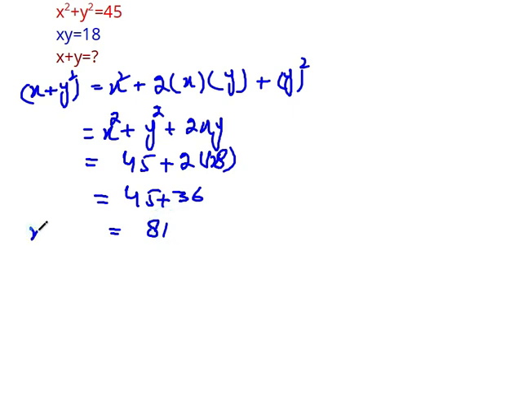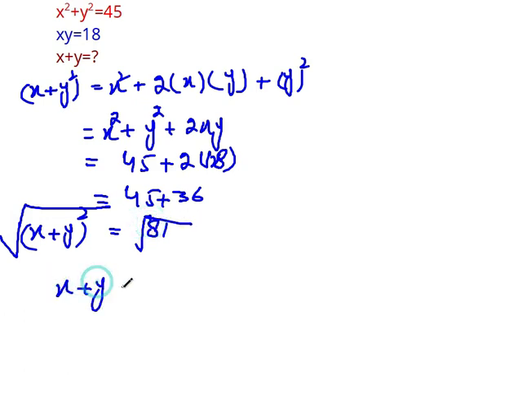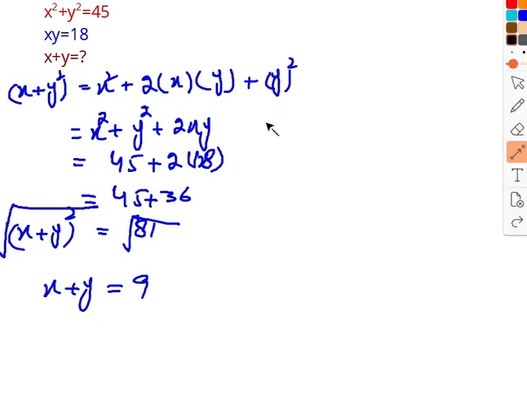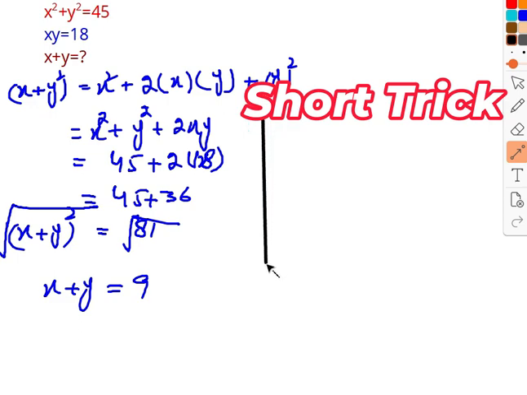We have to find x plus y, not (x plus y) whole square. So we will take the square root on both sides, then we will get the value of x plus y, that is 9. We have another short method to solve this problem.